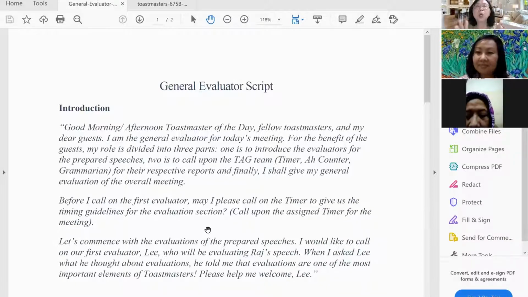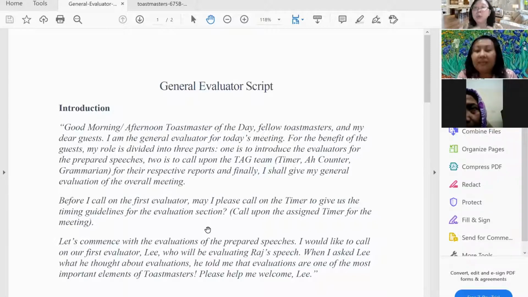Like in a speech, we get evaluated in a speech. In a meeting, the general evaluator evaluates the meeting. The purpose of all of this is basically giving feedback, positive and negative, for improvement in the future. So as a general evaluator, we contribute to the club. We can be general evaluator in our own clubs or in other clubs, because I think it's also good for a club to get a GE from another club, because then it can give a different perspective.